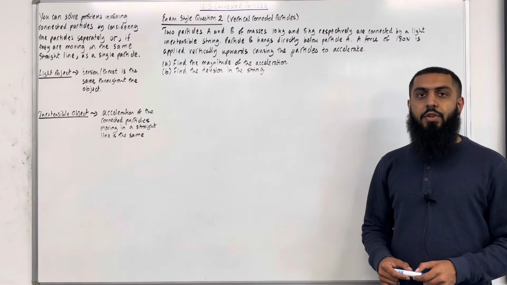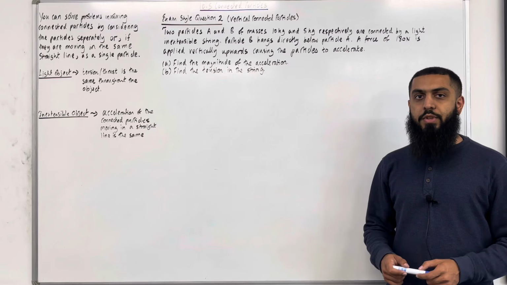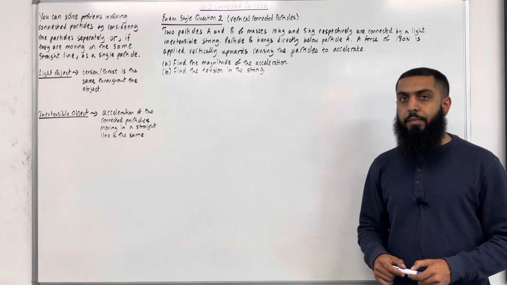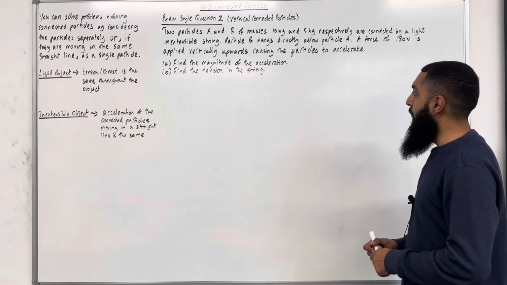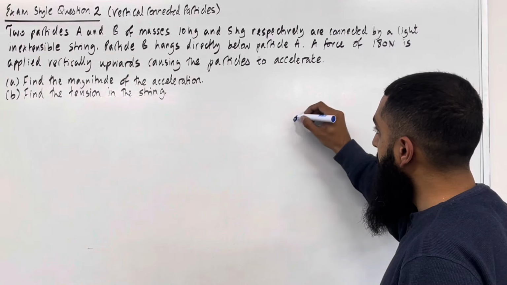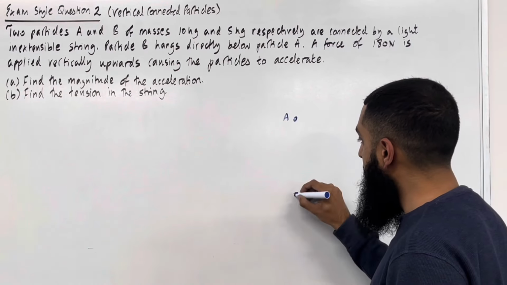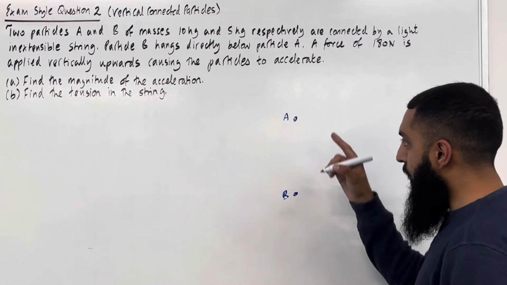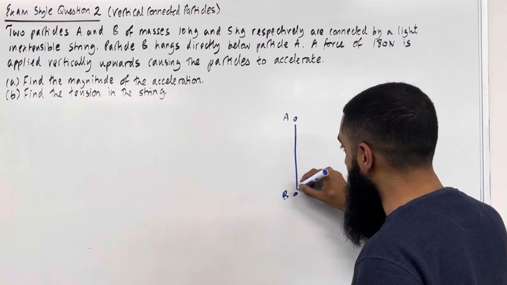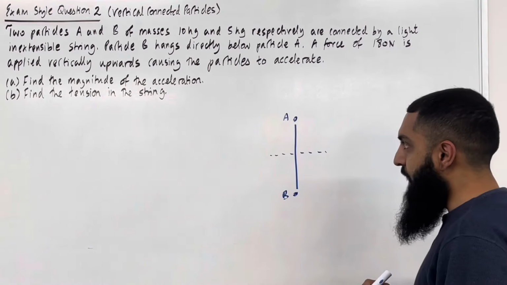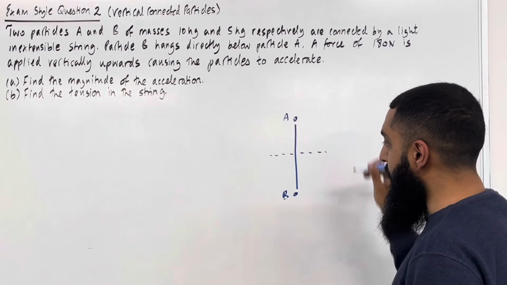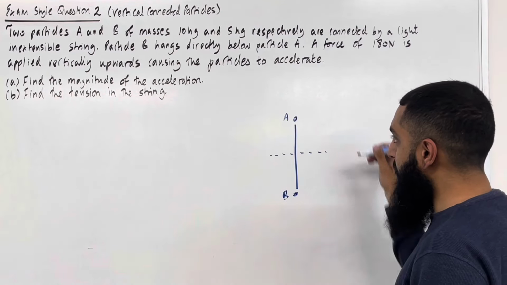Before I begin the solution to part A, I'm going to draw a force diagram to illustrate this exam style question. We are told that particle B hangs directly below particle A. So particle A is on top and particle B is at the bottom. The two particles are connected by a light inextensible string. I'm going to draw a split in the middle so that I can identify the forces acting separately on A and the forces acting separately on B. Let's start off with A.